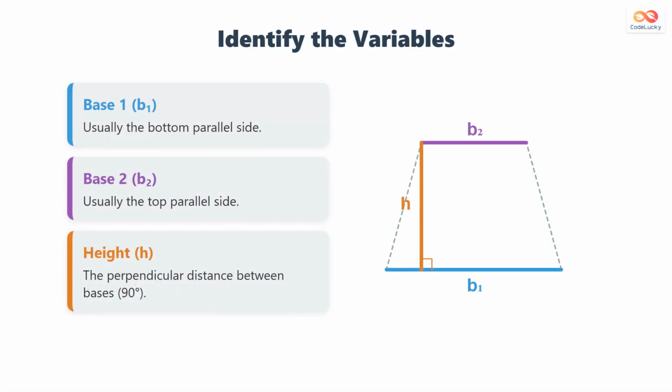To calculate the area, you need to identify three specific values. Base 1, usually the bottom, base 2, usually the top, and the height, which is the straight-up vertical distance between the two bases.